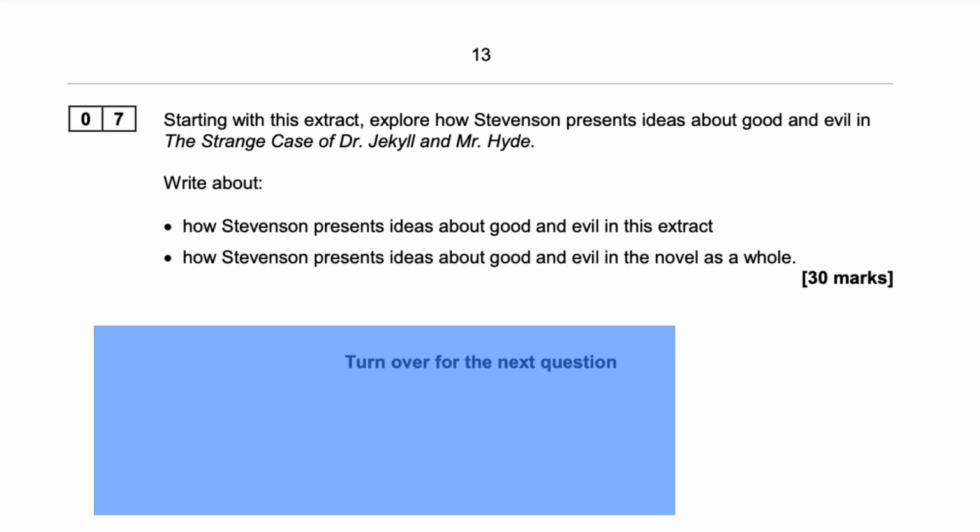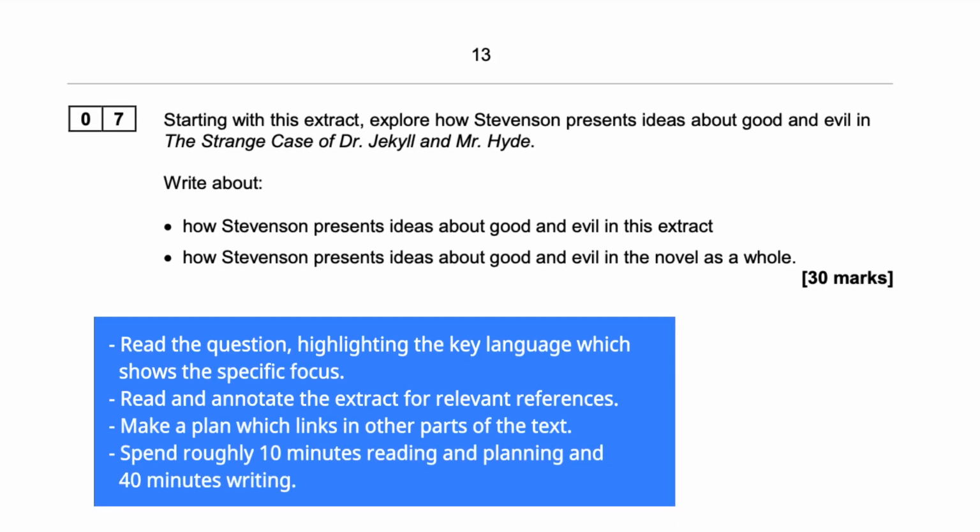Don't forget, use the same process as before. Read the question, highlighting the key language which shows the specific focus. Read and annotate the extract for relevant references. Make a plan, which links in to other parts of the text. And spend roughly 10 minutes reading and planning and 40 minutes writing.